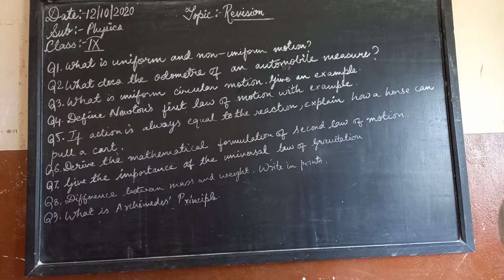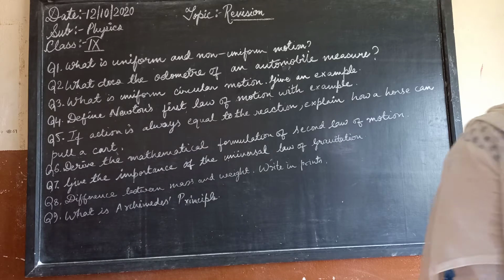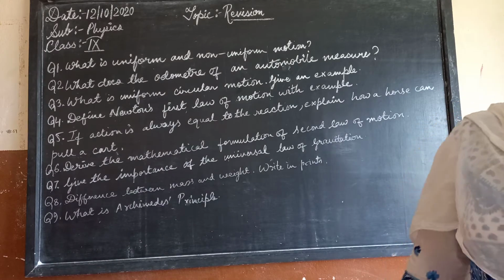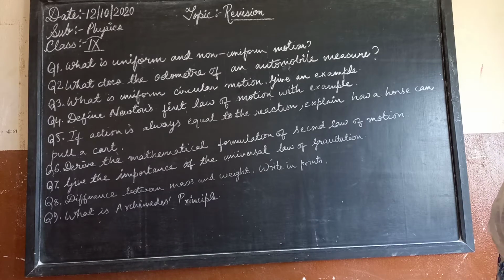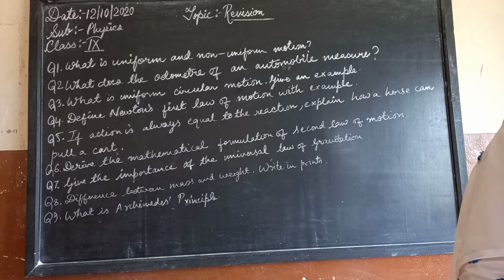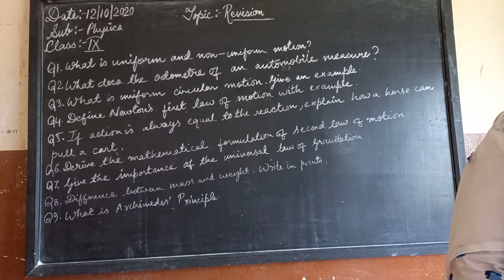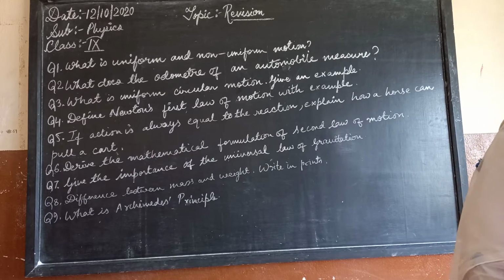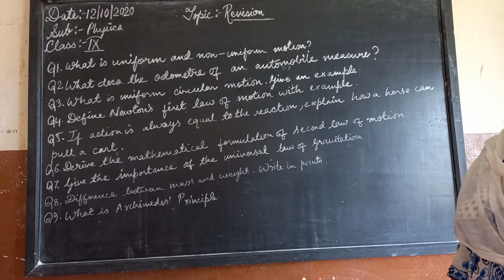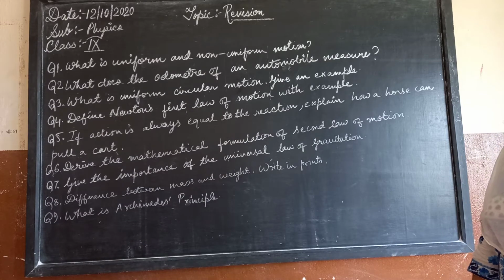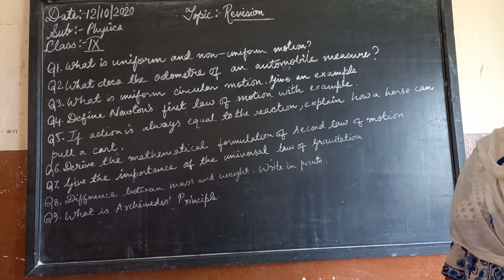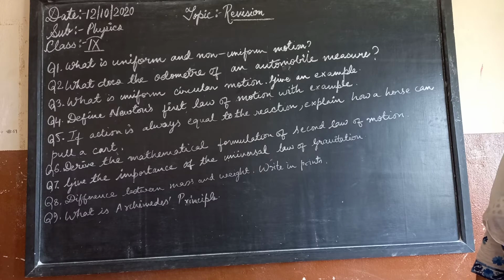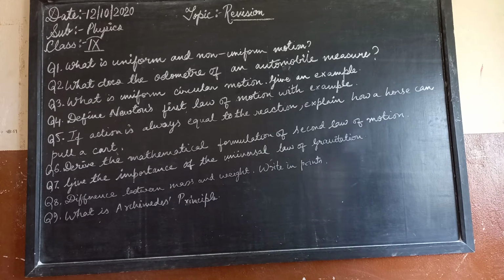Derive the mathematical formulation of the second law of motion. This mathematical formulation is there in the chapter, on the page number mentioned in your book. Give the importance of the universal law of gravitation. The universal law of gravitation binds the earth and the other planets to the sun, and helps in the motion of the planets around the sun. It helps in tide formation due to the moon and the sun. It binds us to the earth, and it helps in the motion of the moon around the earth. So these are the four importances.